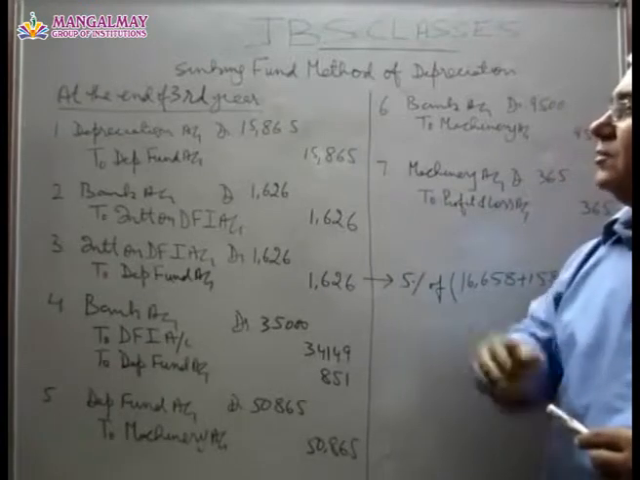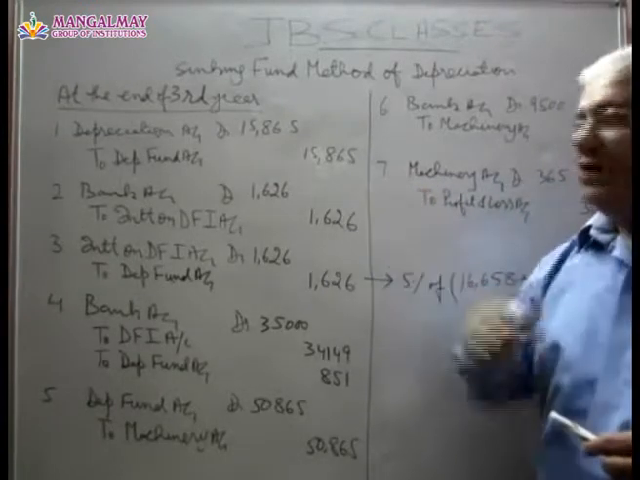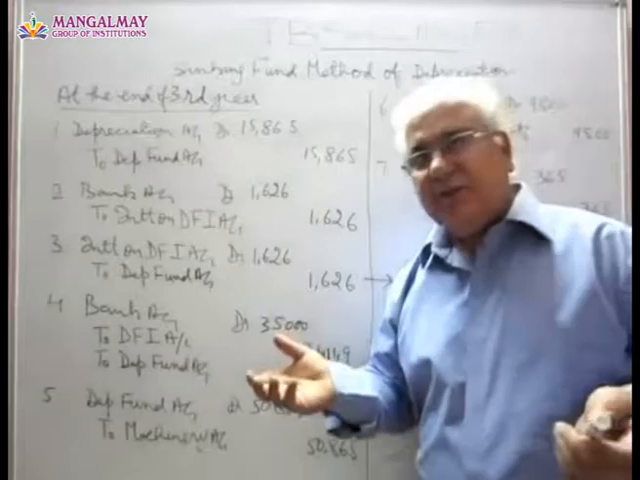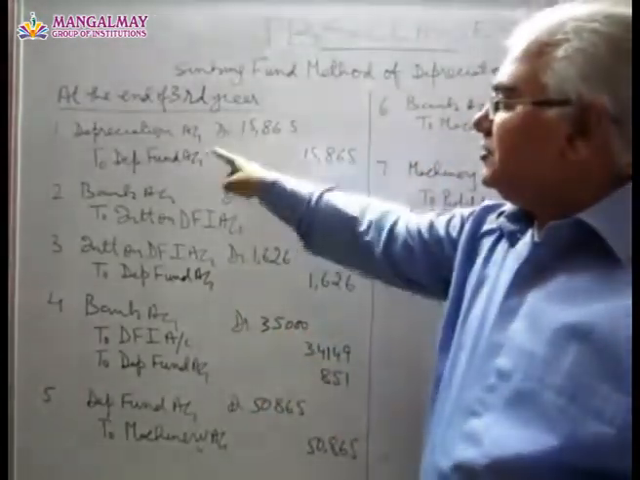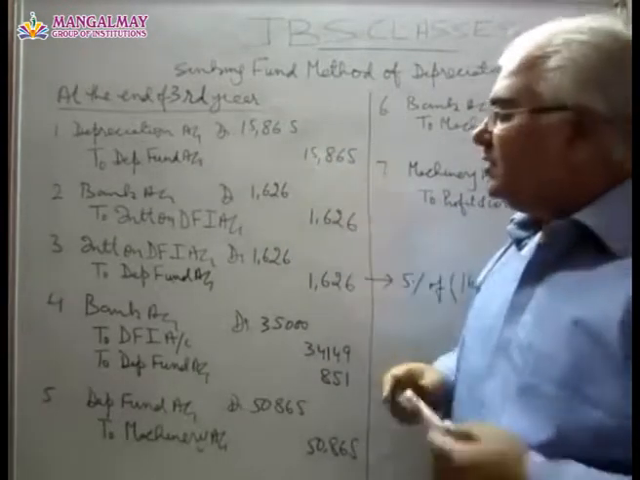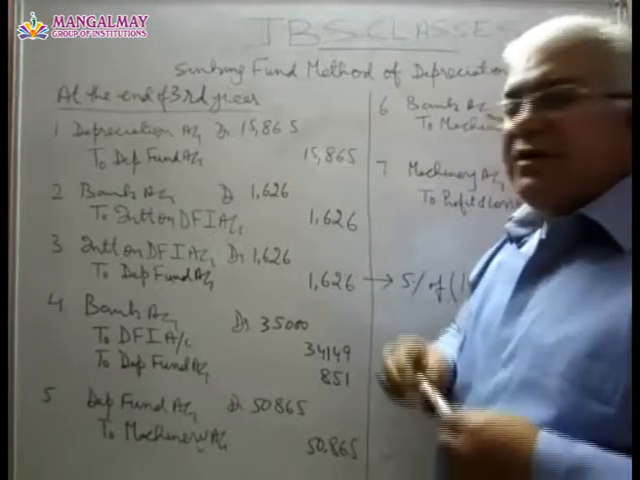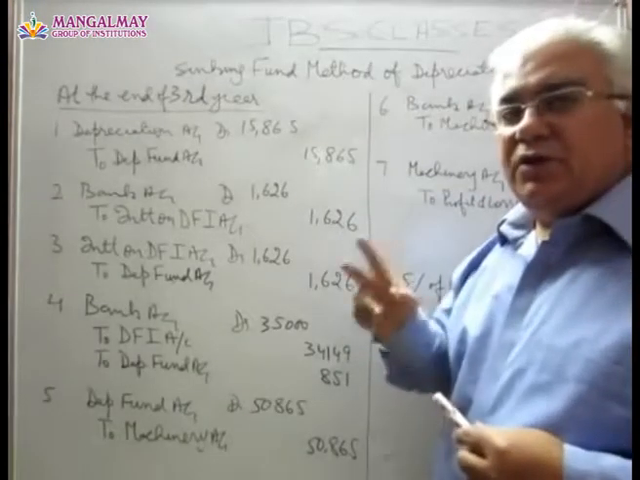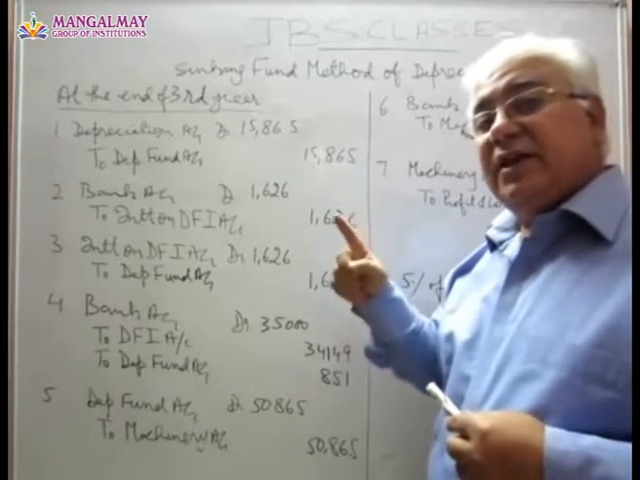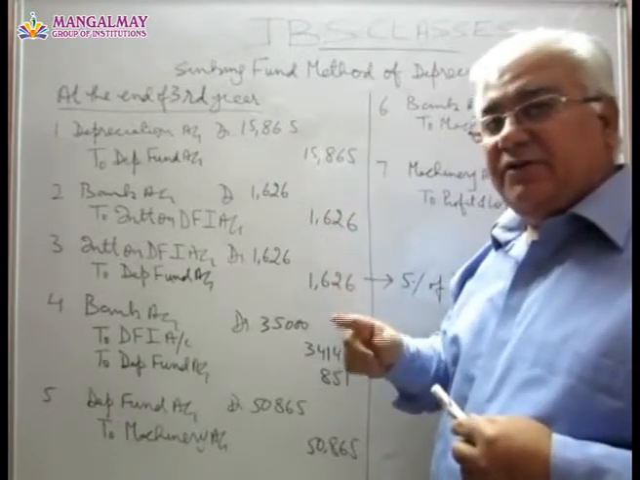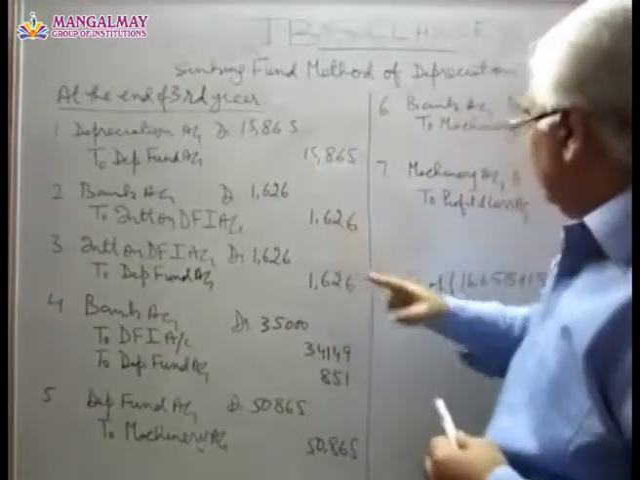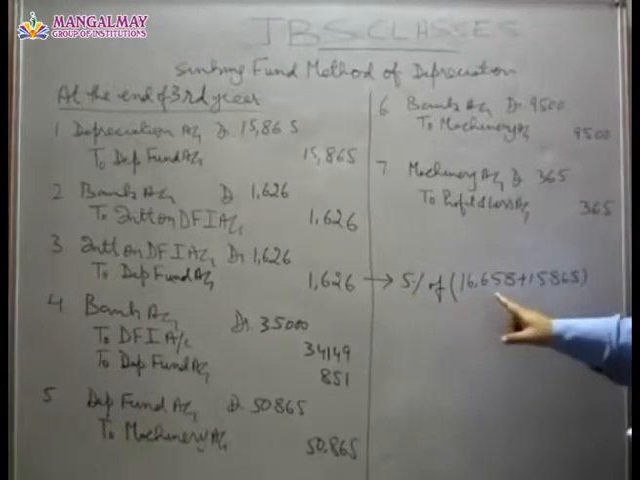Now I will explain the entries we will make at the end of third year. At the end of third year, as usual, we will charge depreciation, and the entry will be depreciation to depreciation fund account 15,865 as usual. Then we will receive interest on the two securities we have. That is, first we invested at the end of first year, and the second one which we invested at the end of second year. 5% on them we get. So these are the amounts.